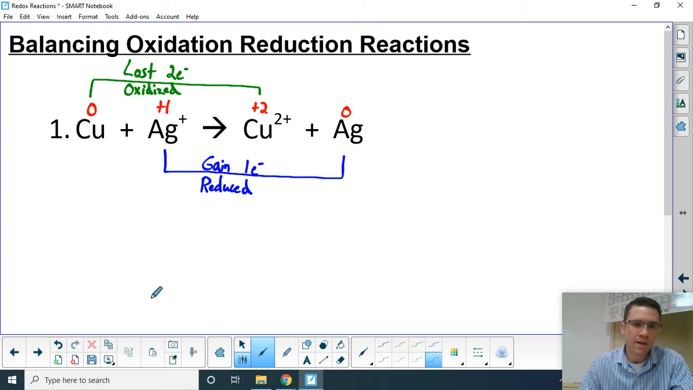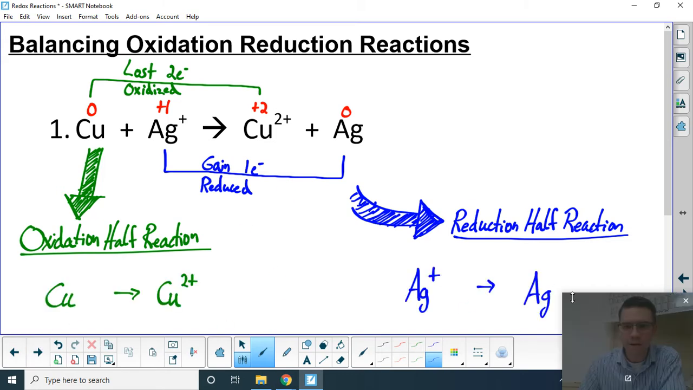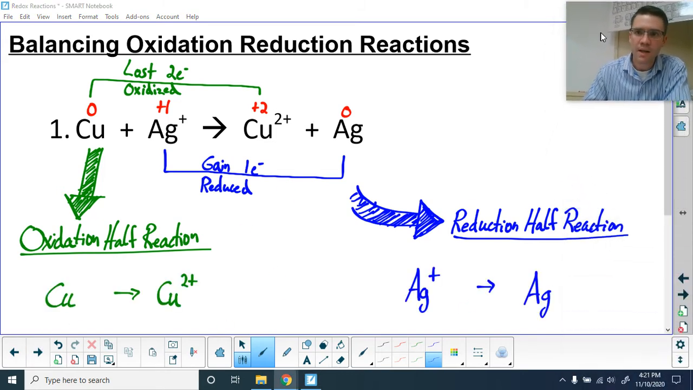And what we're going to do is separate these out into what we call 2 half reactions. So I'm going to take my oxidized part of my equation, and we call that the oxidation half reaction. That'd be my copper. I'm going to take my silver, my reduction half reaction. That's the half of the equation that involves gaining electrons. And we take everything that is part of the oxidation and everything that's part of the reduction, and we write them in their own little half equations.